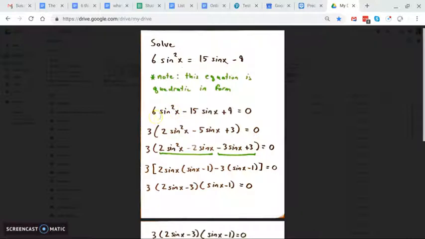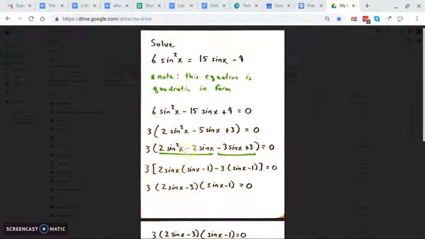The first thing I do is factor a 3 out, a GCF. The 6, 15, and 9 all have a factor of 3. Then I go about trying to factor what's inside the parentheses. Just as if this was 2x squared minus 5x plus 3, I can use the AC method to get two numbers that multiply to be 6 and add to be negative 5, which are negative 2 and negative 3. I split up the middle term into these two terms, and group them together. I factor out a common factor.